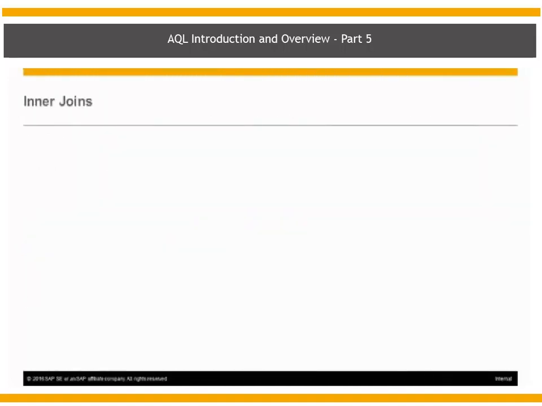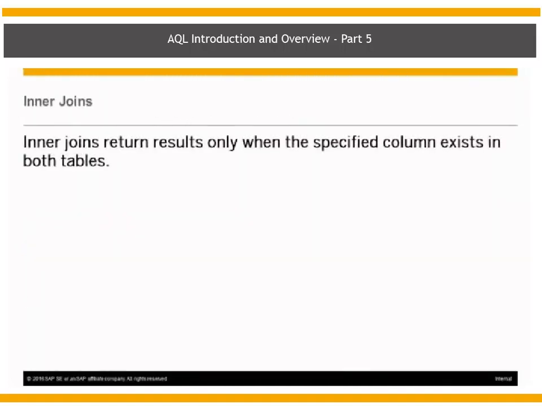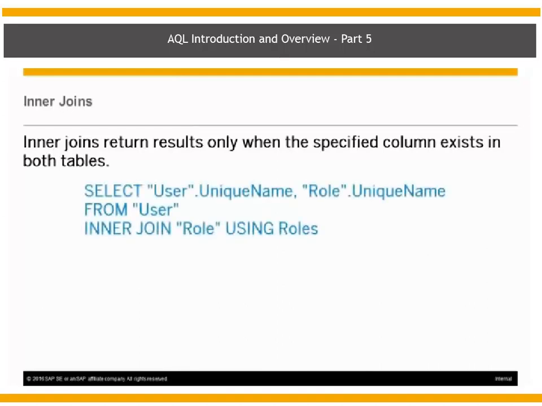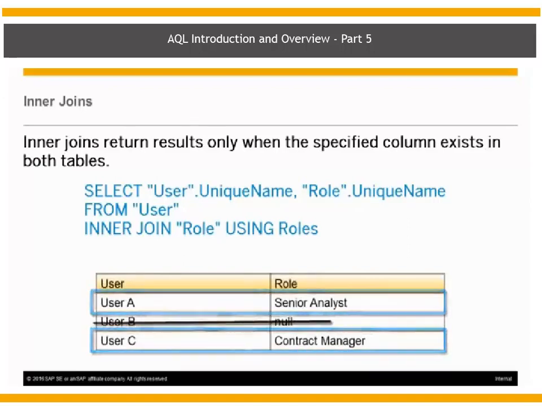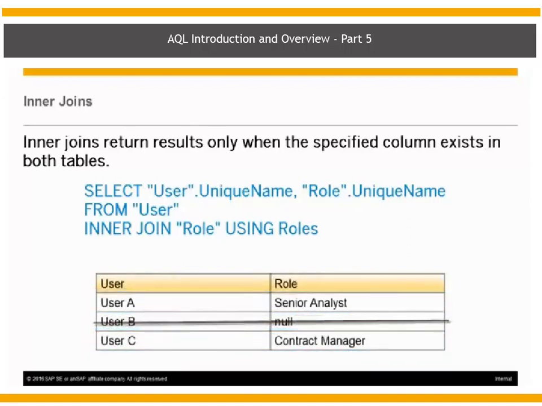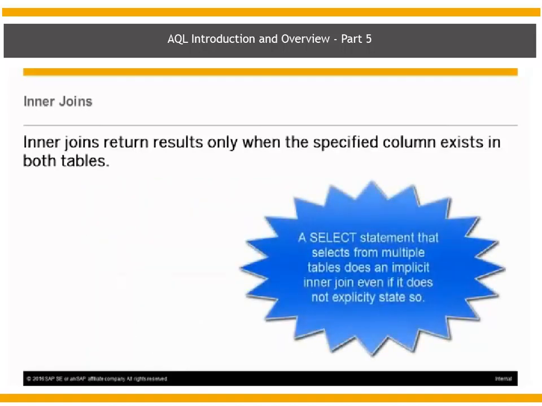Let's talk a little more about inner joins. Inner joins return results only when the specified value exists in both tables. This is the most common type of join. For example, if we take a look at the query below, this query only returns those user objects that have at least one associated role. It will not return roles without users, nor users without roles. Note that a select statement that selects from multiple tables does an implicit inner join even if it does not explicitly state it.